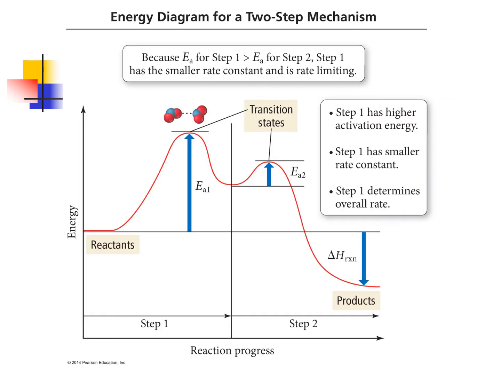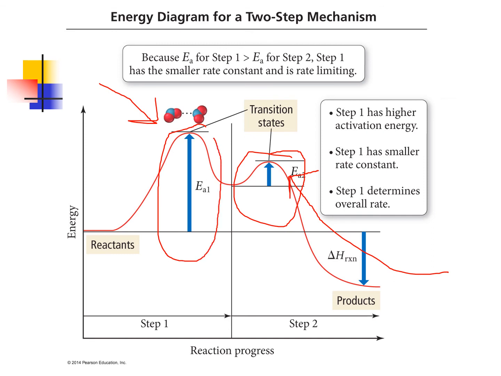Kind of. So here we have an energy diagram with two steps. We see one step here, and we see one step here. Because this one has a lower activation energy, it's the faster step. Because this one has the higher activation energy, it's the slower step, therefore it is the rate determining step.